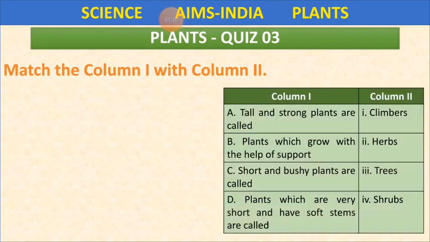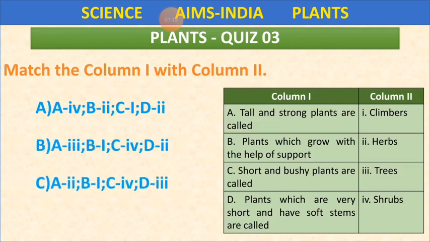Match column 1 with column 2. So we have to match. Yes, children? Here in column 1 we have some information, and in column 2 some more information, and we just have to match it. In column 1: tall and strong plants are called what? Plants which grow with the help of support are called dash. Short and bushy plants are called dash. Plants which are very short and have soft stems are called dash.